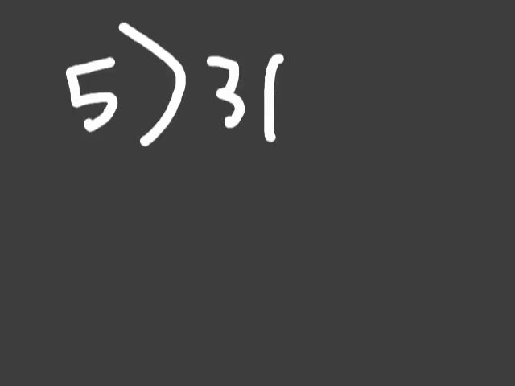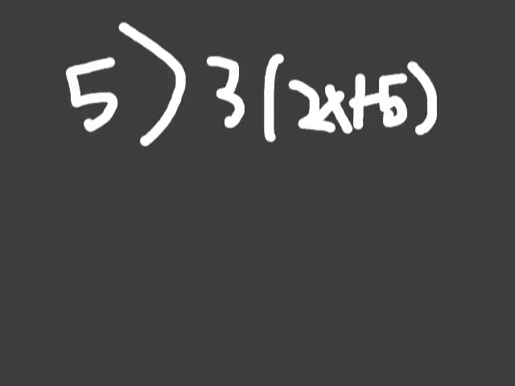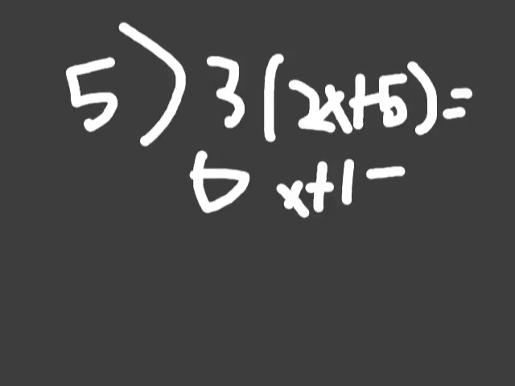So, the fifth problem is 3 parentheses 2x plus 5 equals 6x plus 15. So, this is the type of equation with variables on both sides again.